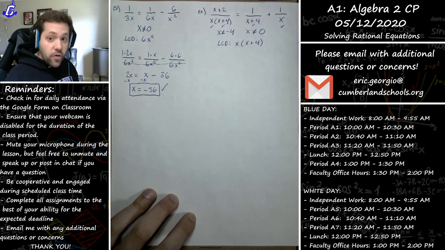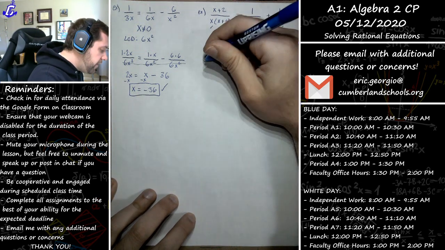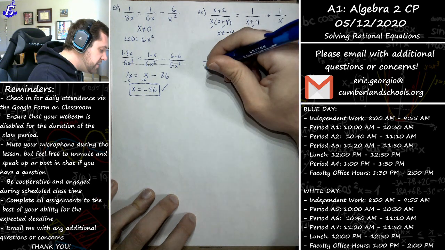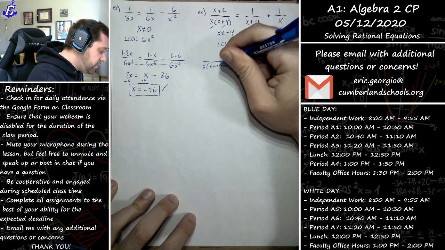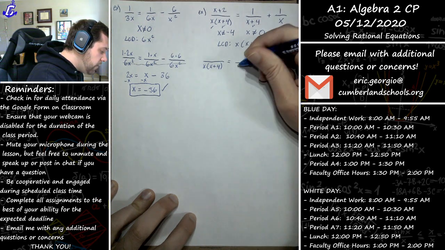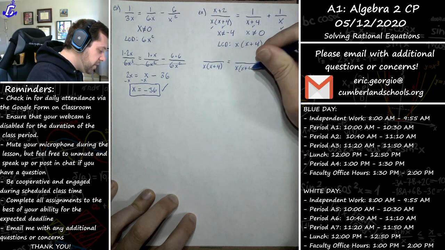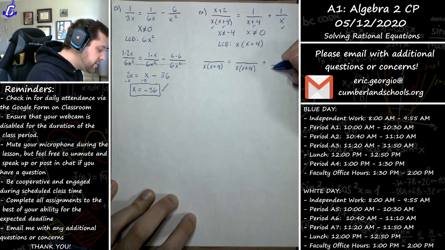Now I'd like to convert everything. And again, if you have a question, please ask. Don't feel like you're interrupting. I'd like to convert everything now to be out of that least common denominator. We have x times (x + 4) here. I would like to get x times (x + 4) here as well, and here as well.